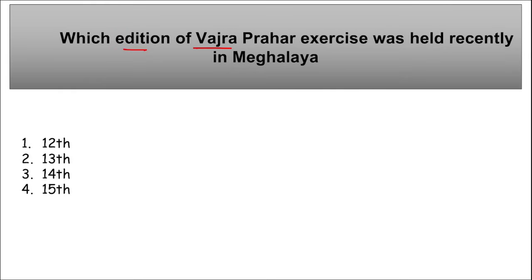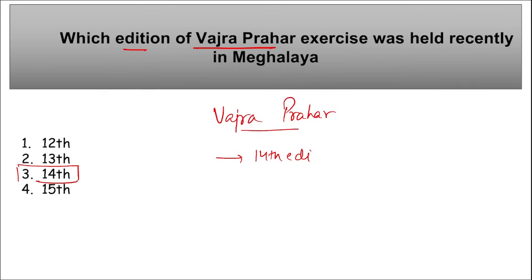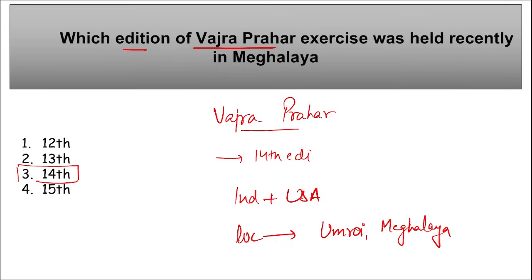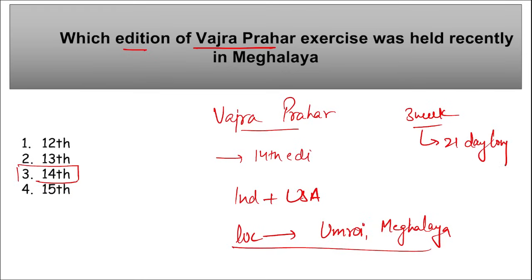First is, which edition of the Vajra Prahar exercise was held recently in Meghalaya? Remember, this is the 14th edition of the exercise. It is an exercise between India and the United States of America. The next important question is the location where this exercise was held. It was held in Umroi, Meghalaya. And this was a 3-week long exercise, so we can say it was a 21-day long exercise held here in Umroi, Meghalaya.